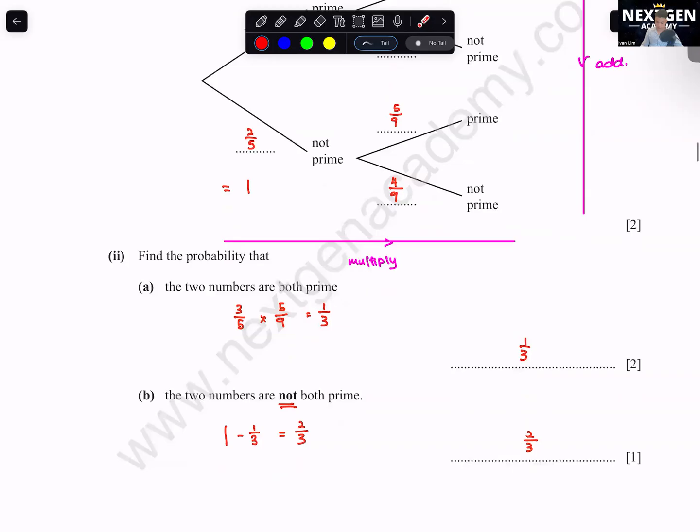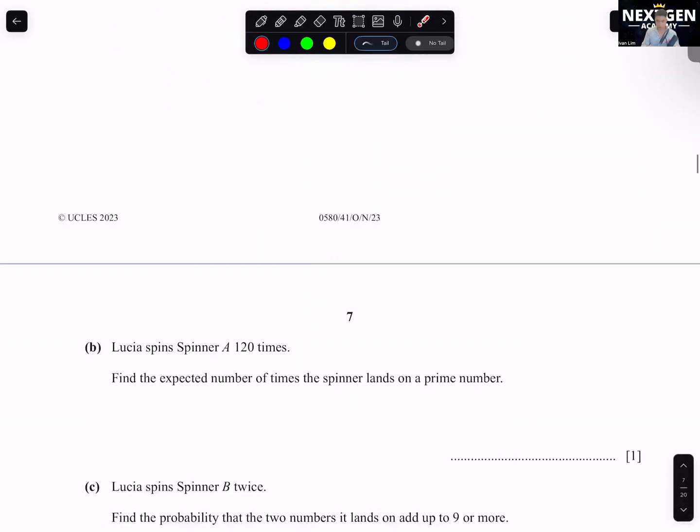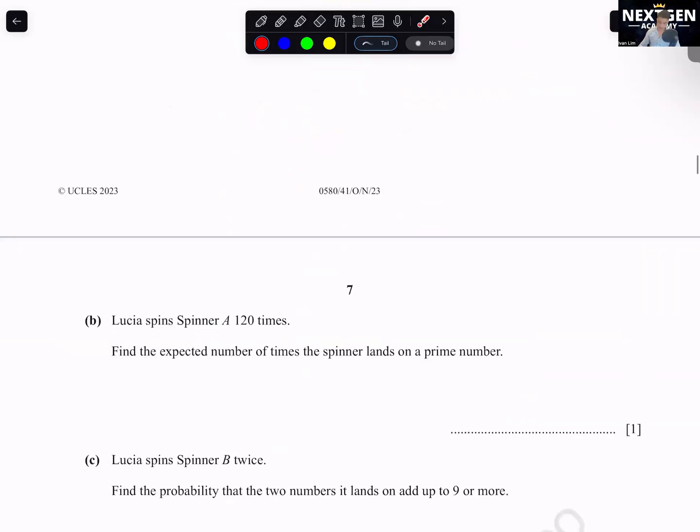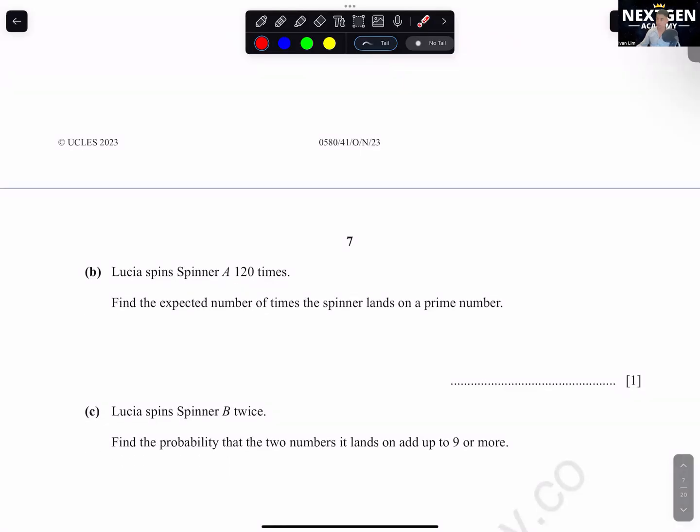All right, let's go to the next one. Lucia spins spinner A 120 times. Find the expected number of times the spinner lands on a prime number. So how can we get prime number? It is 3 over 5 multiplied by 120, which will get 72.